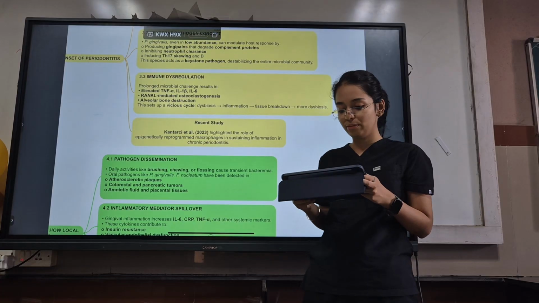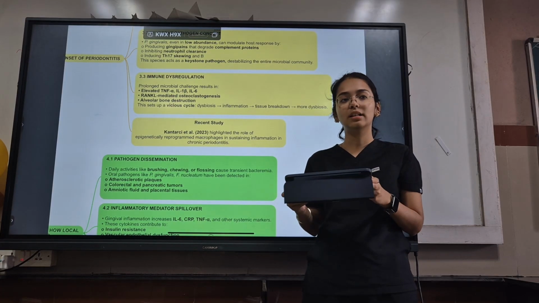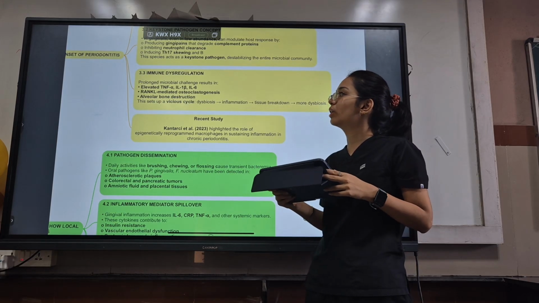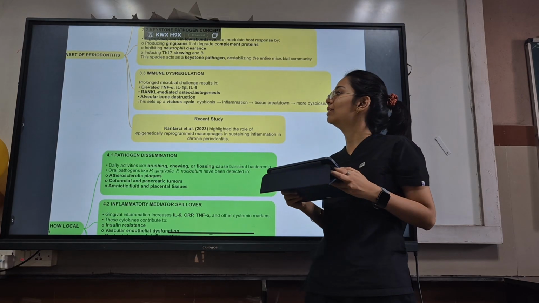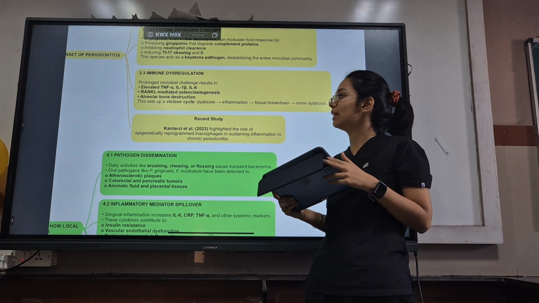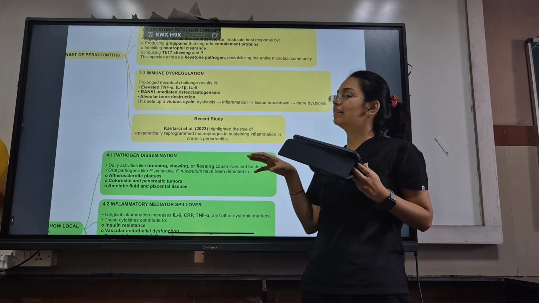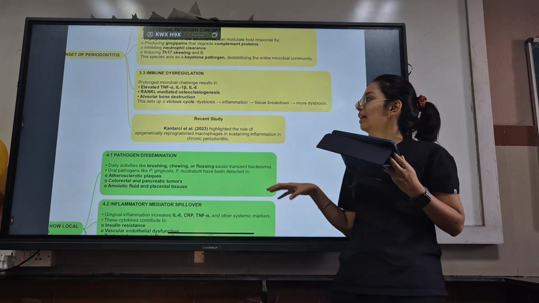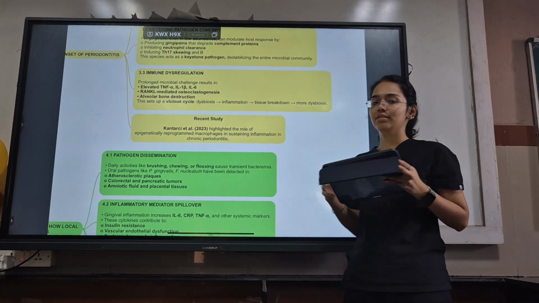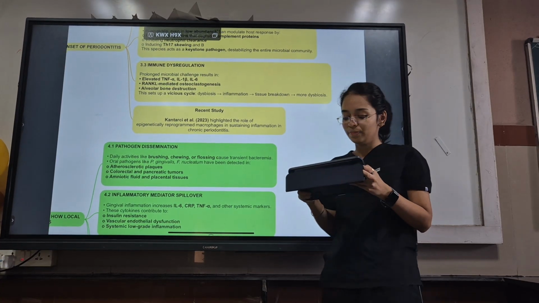There is also immune dysregulation involved. A prolonged microbial challenge can result in elevated TNF alpha, interleukin 1 beta and interleukin 6 levels. RANKL mediated osteoclastogenesis will also be seen, which will lead to alveolar bone destruction. This sets up a vicious cycle where there is dysbiosis, inflammation, tissue breakdown and even more dysbiosis again. So this happens in a cycle.